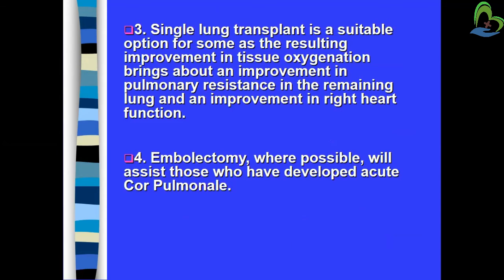Single lung transplantation is a suitable option which can improve tissue oxygenation and bring improvement in the pulmonary resistance which we saw above. Embolectomy is a possible option, in which we can remove the embolus from the particular part which has developed acute cor pulmonale.